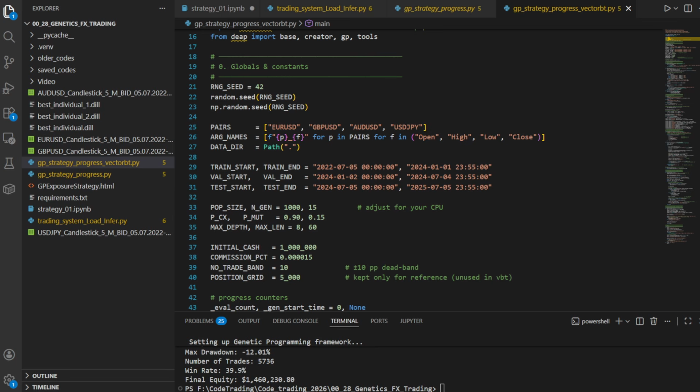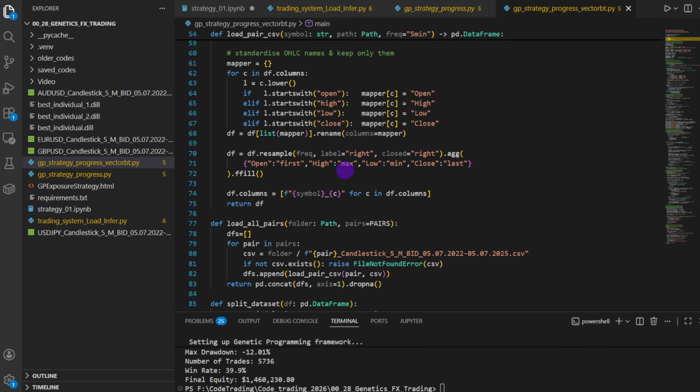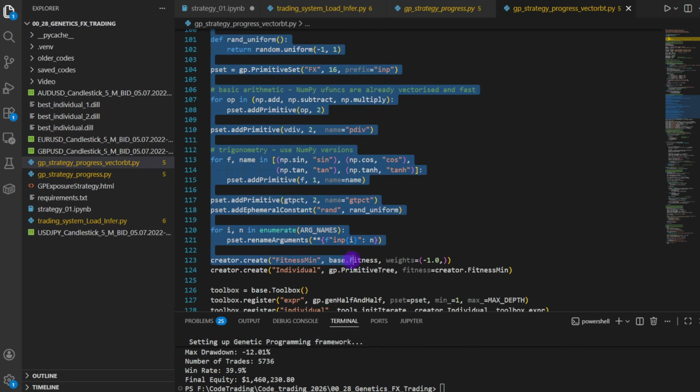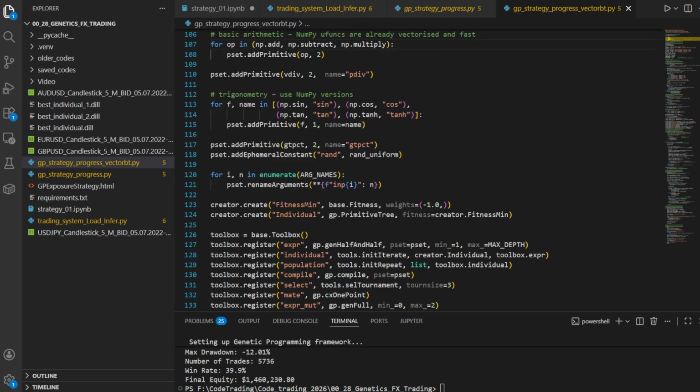So basically each indicator is a math expression tree built from primitives like add, subtract, sine, cosine, and mathematical operations that you can see here in this part. So we're going from here down to line 136 almost. Inputs are the open, high, low, close values from all pairs, so the genetic program can mix signals across markets.